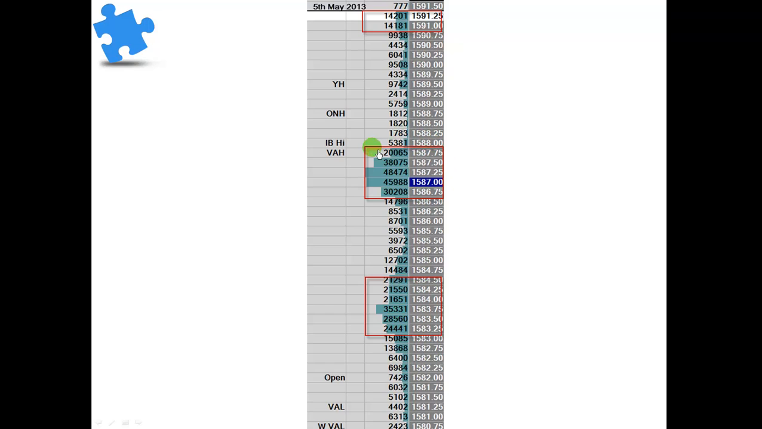Because if you think of these more as price acceptance, that the market actually likes to do business here, then you'll be more inclined to stay with the overall direction of the market instead of fading it all the time.